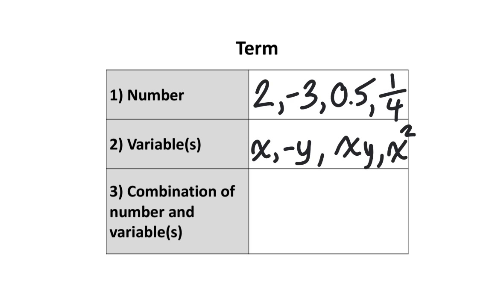A term can also be a combination of a number and a variable or variables. It can be something like 2x, it can be something like negative 3xy, and it could possibly be something like 5x to the power of 2.